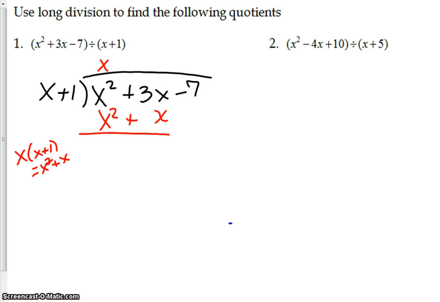Now my step is subtract everything. So I'm going to subtract here and subtract here. So I get 2x here. This was my 0. I'm not going to write down 0. And I have to bring down minus 7.